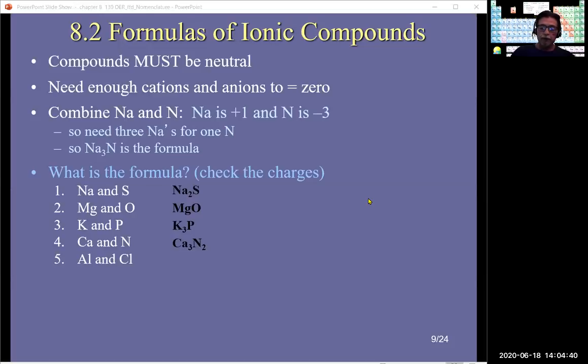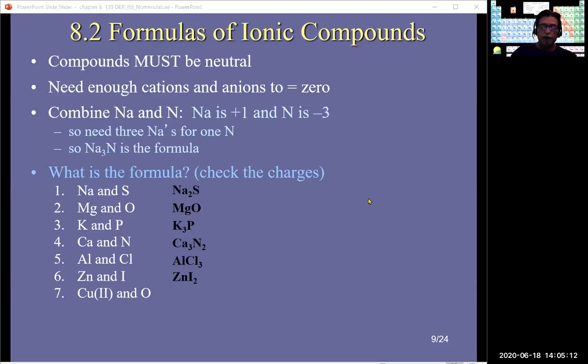Okay. Aluminum has a +3. Chlorides, being in group 7, have a -1. So we need 3 chlorides per each aluminum ion, which has a +3. So we got AlCl3. And then zinc always has a +2. The iodide, again, also being a halogen, we have a -1. We need 2 of them to have zinc iodide.